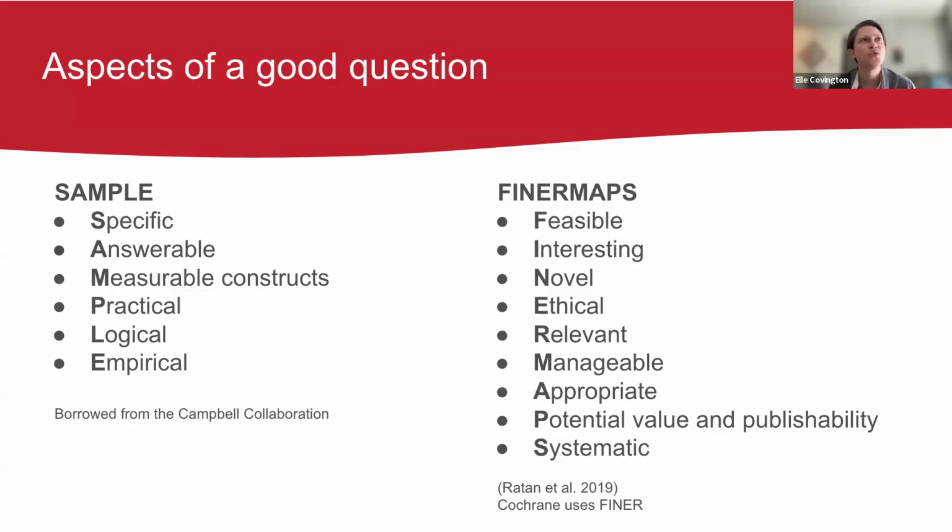Thinking through your research question, is it feasible? Is it interesting? Is it novel? Is it ethical? Is it relevant? Is it manageable, appropriate? Potential value for publishability? Is my target journal going to want to publish this? And then is it systematic? They're using the term systematic broadly here. They're not just talking about systematic reviews. They're talking about, do you have a method for each stage in the project? Your research question is going to inform that. So those are some aspects you can think about when developing a research question.